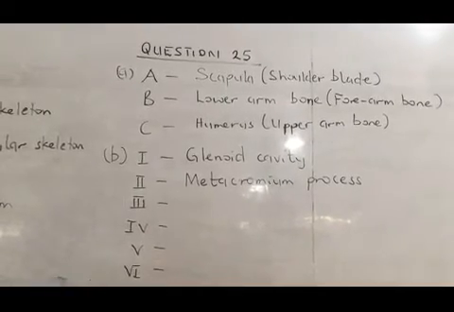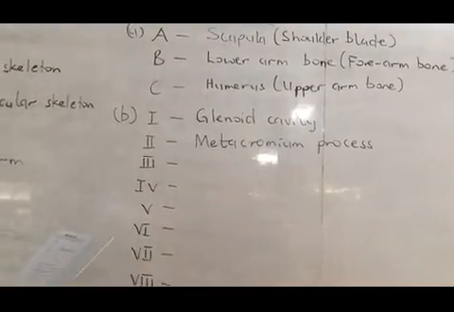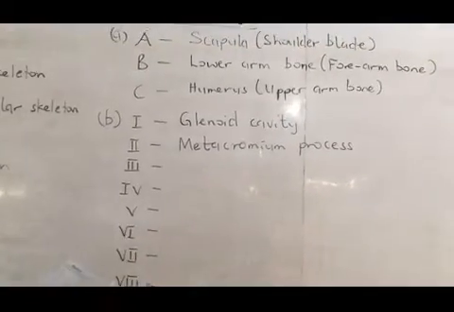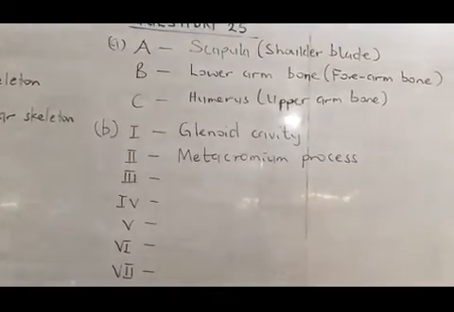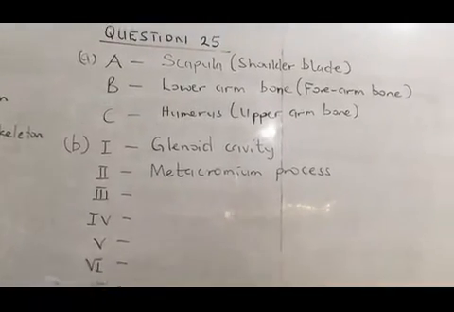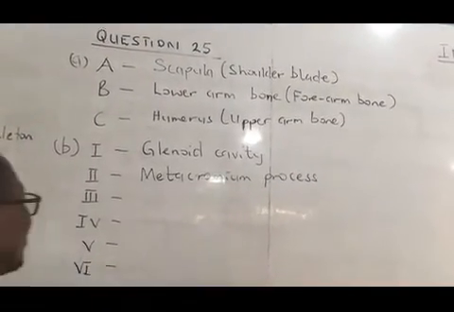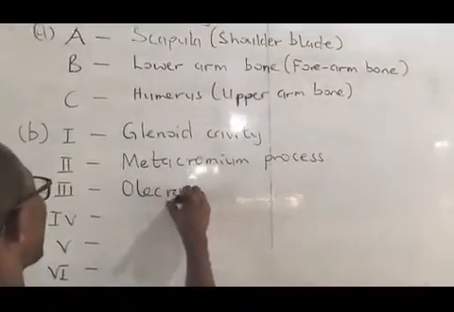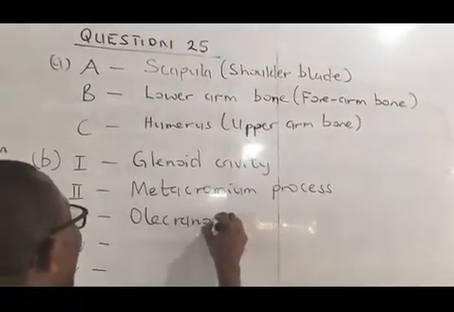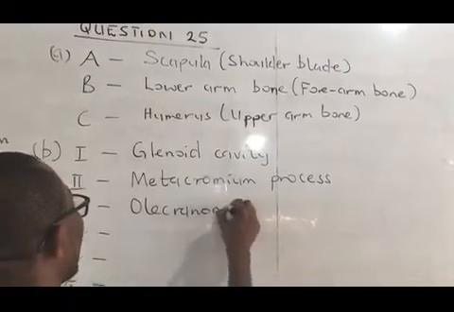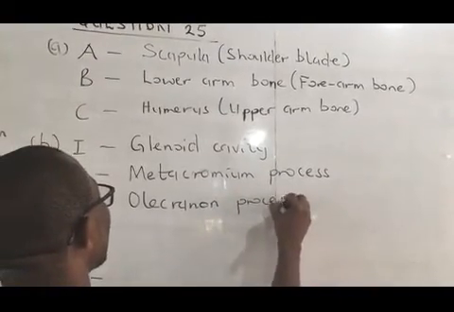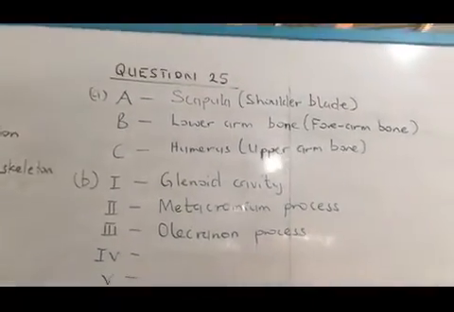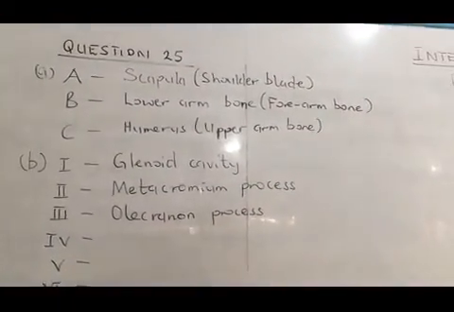Then the II up to VI are labeled parts of the lower arm bone. Now the III part is what we call the olecranon process. Olecranon process.